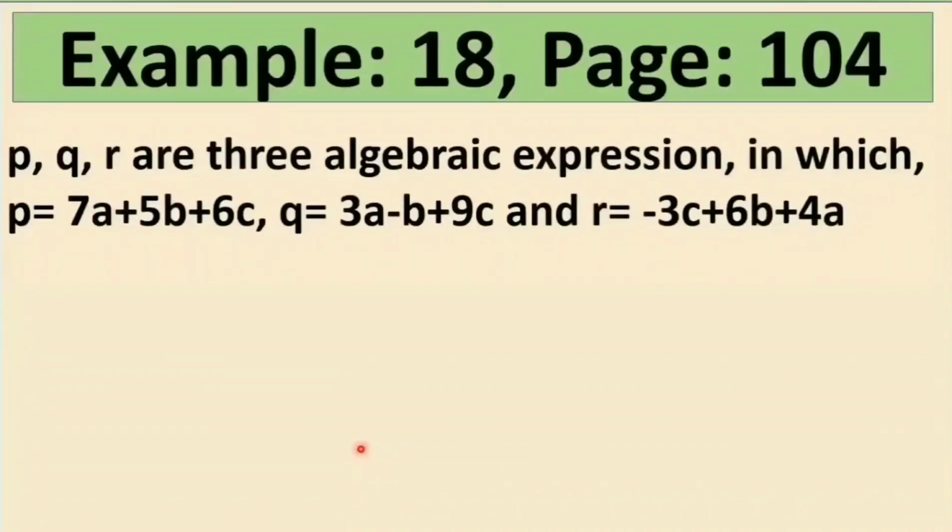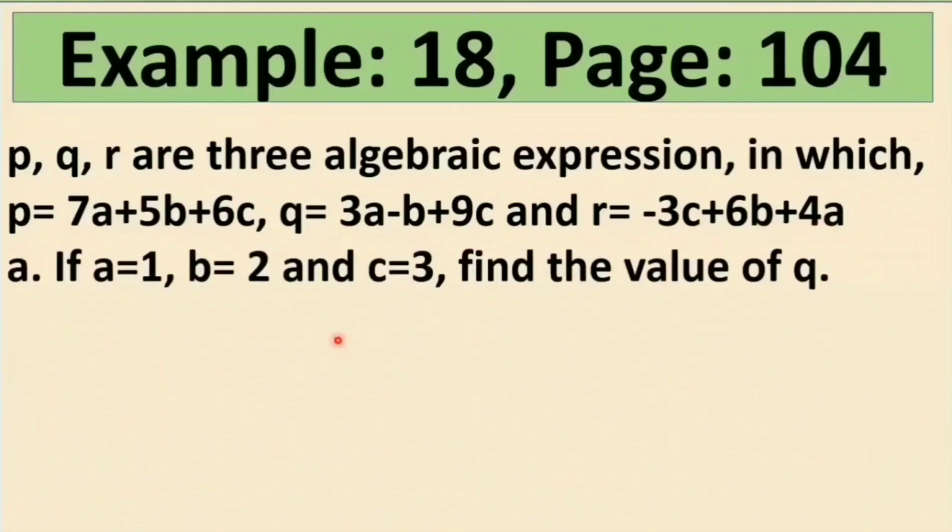Now, dear students, we are done with the basic ideas. We are going for the solution of example 18. Please open your book page 104. See in the statement here, P, Q, and R are three algebraic expressions in which P is equal to 7a plus 5b plus 6c, Q is equal to 3a minus b plus 9c, and R is equal to minus 3c plus 6b plus 4a.